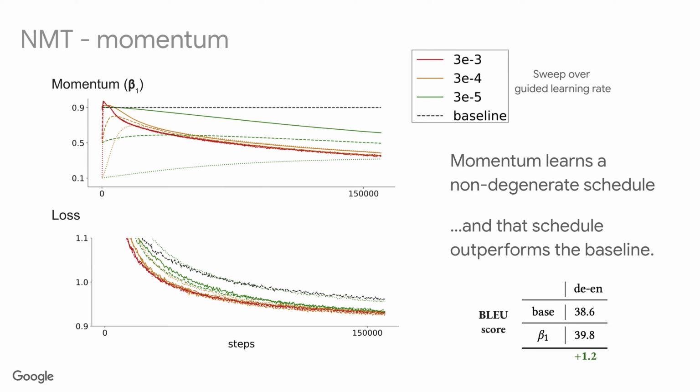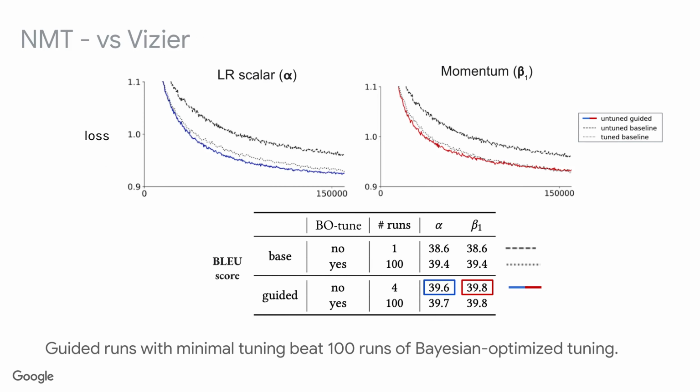For momentum, we again do a sweep over meta-optimizer learning rates and also try different initializations. All runs with sufficient meta-optimizer learning rate converge to a similar schedule regardless of initialization, rising to close to 1 at the start of training and gradually decaying as the model converges. All learned momentum runs, regardless of initialization or meta-optimizer learning rate, outperform the baseline. We now compare these previous results with a Bayesian optimized tuning of the same variables. In both settings, the learned runs outperform the best Bayesian optimized runs and require many fewer runs to reach maximum performance.